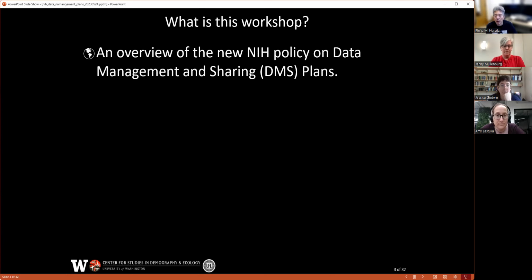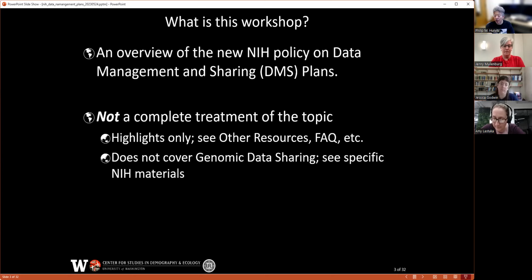So this is an overview of the new NIH policy on data management and sharing plans. It's not a complete treatment, so this really isn't an introduction. It's going to be the highlights, the things that, after I read a lot of materials and attended a few NIH webinars, I thought were most important. So undoubtedly there will be things that I've missed, possibly important things, but the NIH has a tremendous amount of other resources. It's got a great FAQ that we might look at as we're going along.